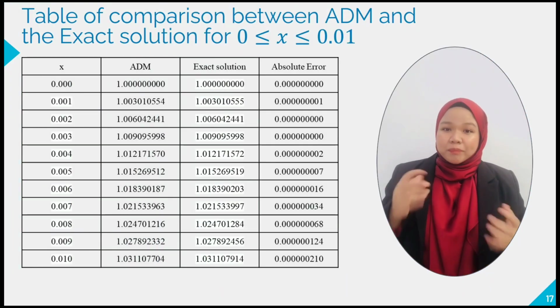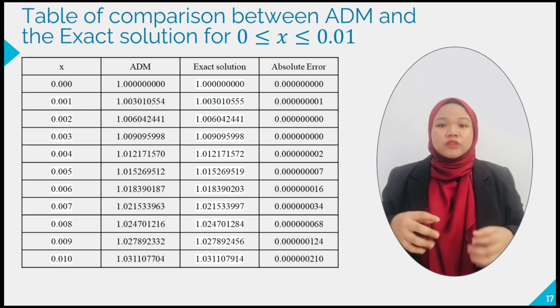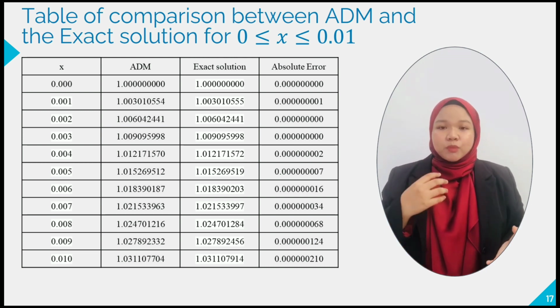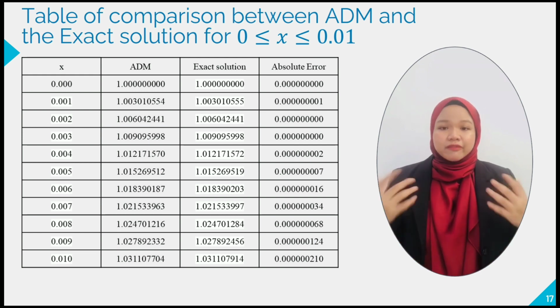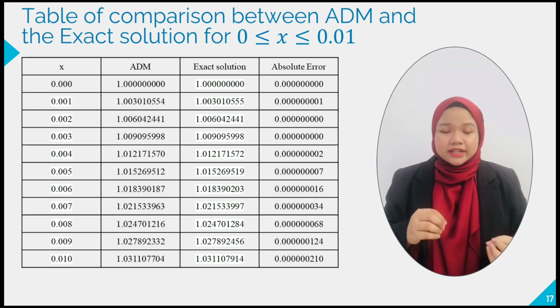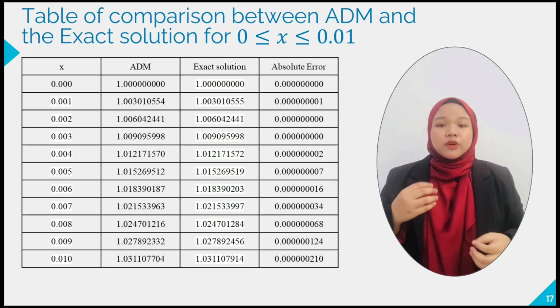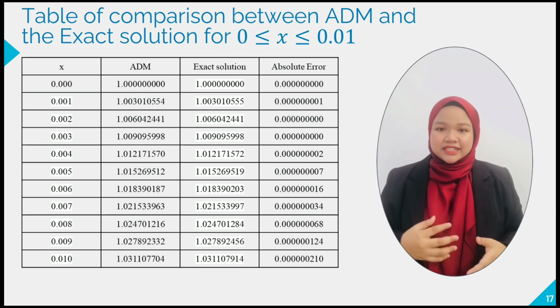Next, we did a comparison for the Adomian decomposition method with the exact solution. The table shows the value for the Adomian decomposition method is increasing too. However, it gives a smaller value of error compared to the Daftardar-Gejji and Jafari method just now. The table beside shows us the value of error for the Adomian decomposition method is increasing.